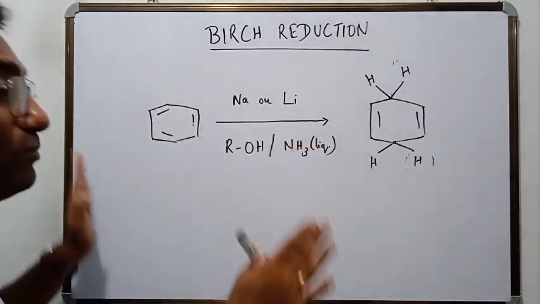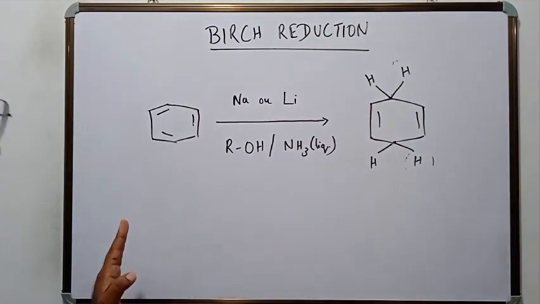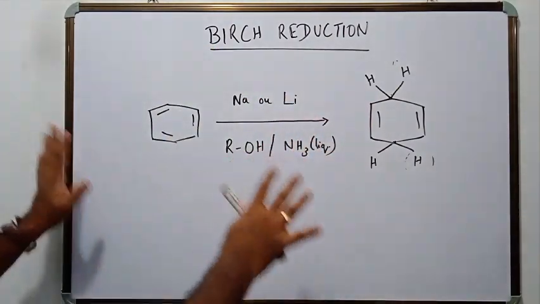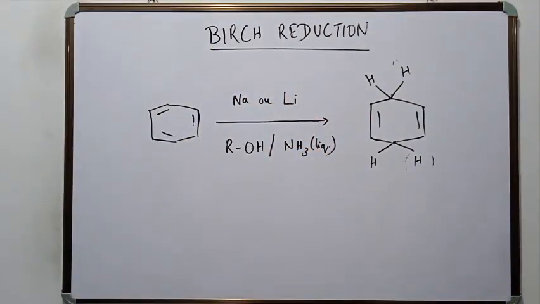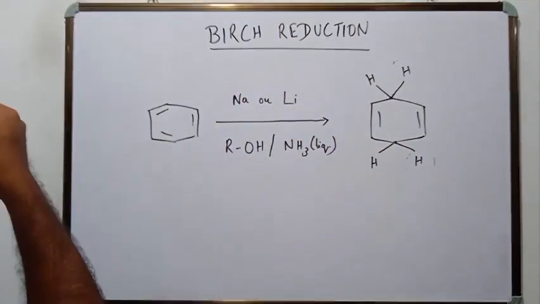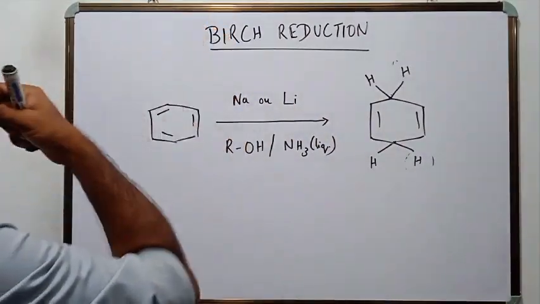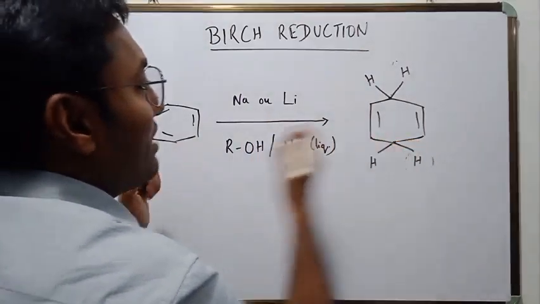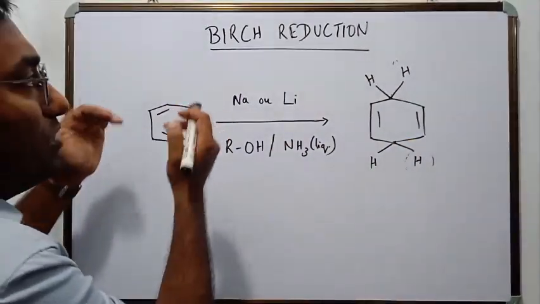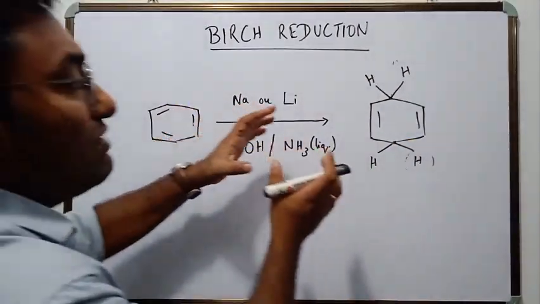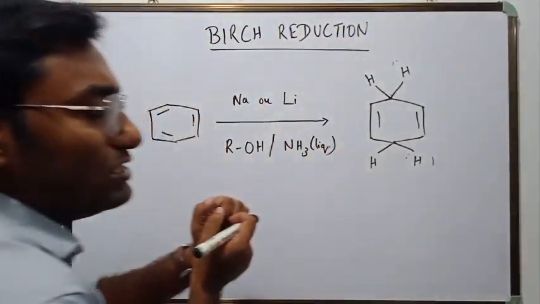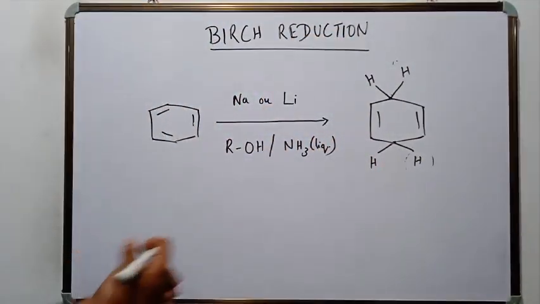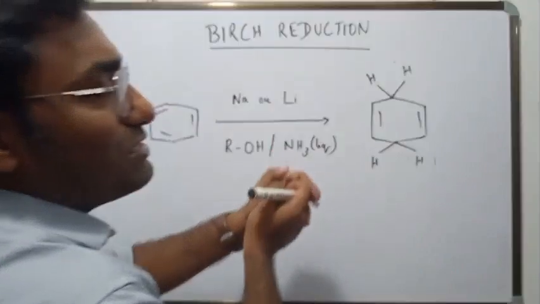Fine? In aromatic rings only, not in aliphatic systems. This can happen only in benzene and its derivatives. So for benzene and its derivatives, we can go for Birch reduction. In Birch reduction, we can go for selective hydrogenation. That is the benefit of Birch reduction. We can selectively hydrogenate opposite positions of the benzene ring, right? So it's always the opposite positions of the benzene ring.